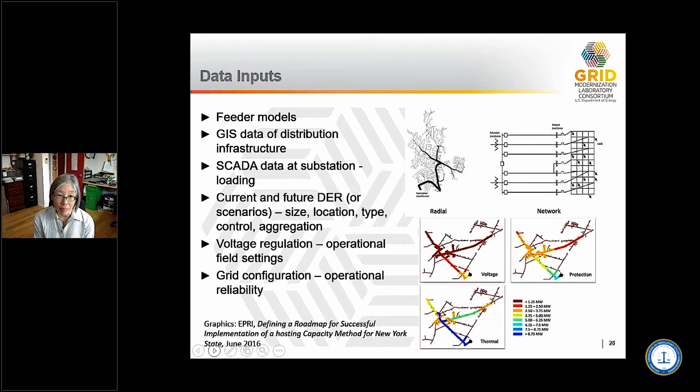One of the things to think about in undertaking hosting capacity analysis is that you need a good amount of data and assumptions that go into this. Again, it's a big modeling effort, and you need to have accurate models of your feeders. Where are the loads? How big are they? What kind of loads? How does that loading change over the course of the day? How does it change over the course of the seasons? If you've got SCADA data for your substations and feeders, that's great.